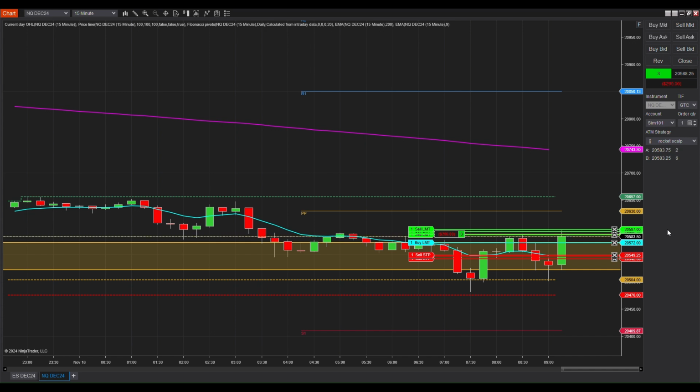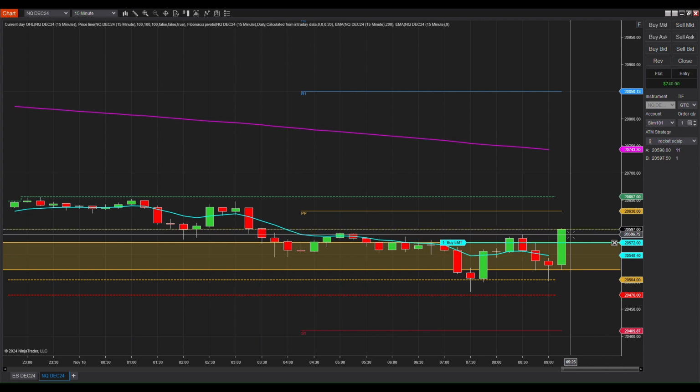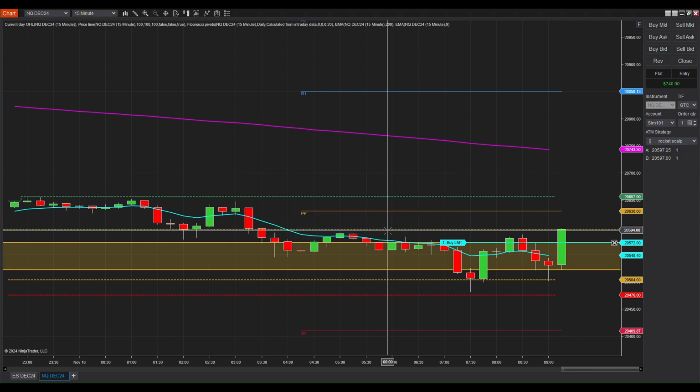$9.14. Got a minute left on this 15-minute candle. Pivot point is my destination for these scalps. Order filled. $9.14. That should go and make a new high there before this 15-minute candle closes. Target filled. There it goes. Just from those scalps, the 15-minute range: $740 using one contract, 15 tick profit.